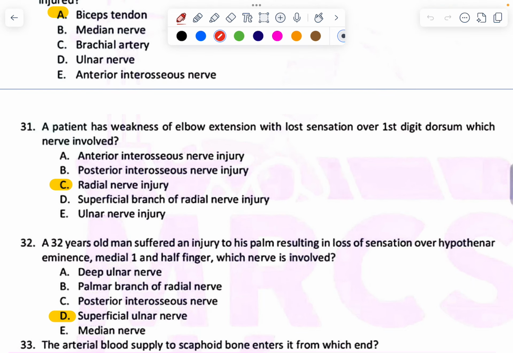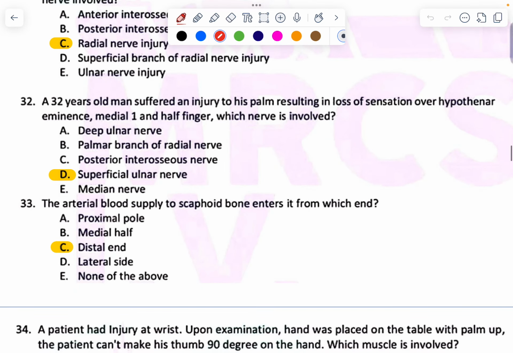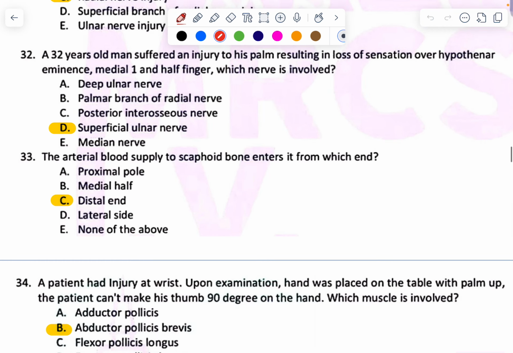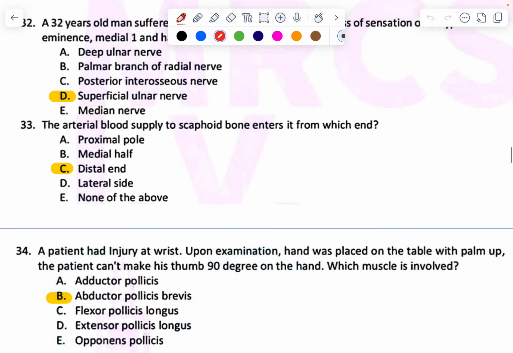Arterial supply to the scaphoid enters from the distal end. A patient has an injury at the wrist. Upon examination, the hand was placed on the table with palm up. The patient can't oppose the thumb. Which muscle is involved? Again, this is either adductor pollicis or opponens pollicis. See the options: abductor, adduction, abduction. Abductor, opponens pollicis.